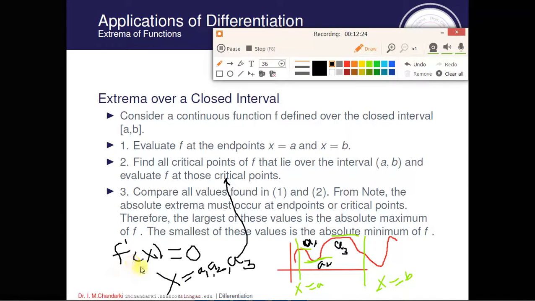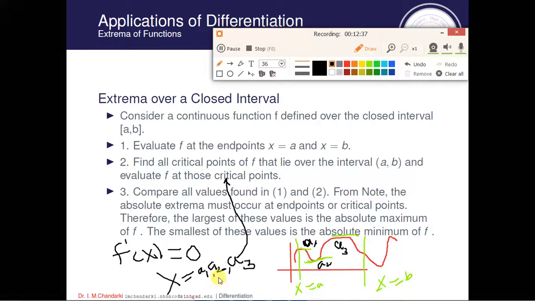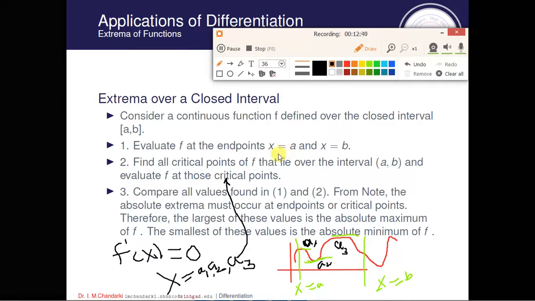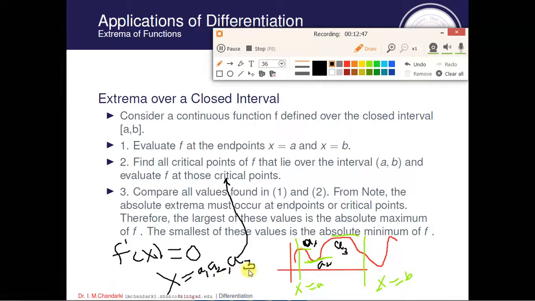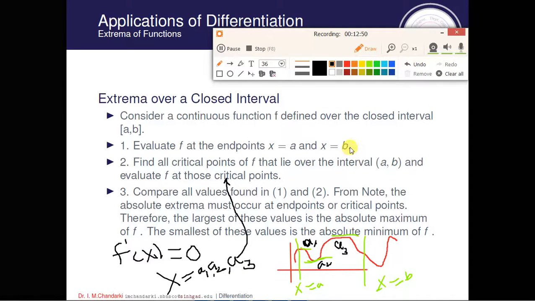So solving that equation we get a1, a2, a3, which are called critical points. Then you find f of each critical point. Find f of a1, not f dash of a1, then f of a2, f of a3, and already you have f of a and f of b. In the list of values f of a, a1, a2, a3, up to f of b, whichever is the maximum value will be your absolute maxima, and whichever is the least value will be the absolute minima.